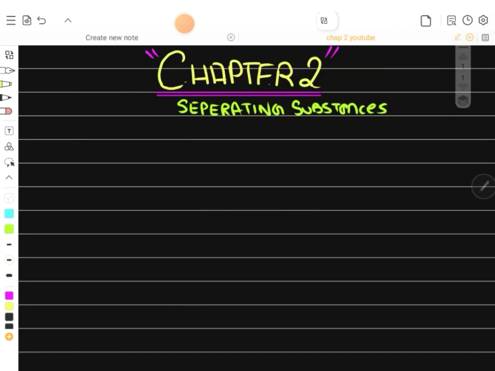Assalamualaikum. Today we are going to be studying chapter number 2, separating substances, chemistry O-levels. So first of all, with no further introduction, we're going to start with topic number 1, mixtures. What are mixtures? Mixtures are easy. Mixtures contain more than one substance. They are just mixed together but not chemically combined.